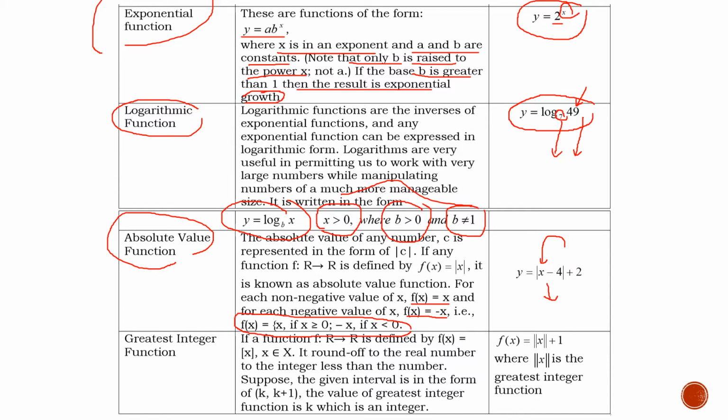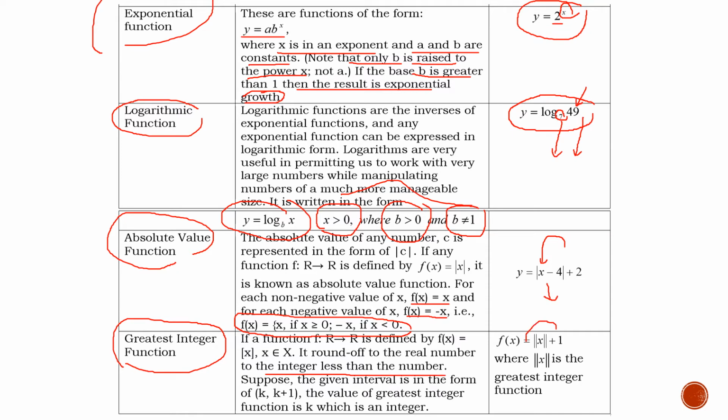So we're just simply getting the value of the absolute value of a given term. Next thing is the greatest integer function. If a function f, where x approaches a real number, is defined by f of x is equal to the greatest integer of x, it rounds off the real number to the integer less than it. So we need to take note: integer less than the number.